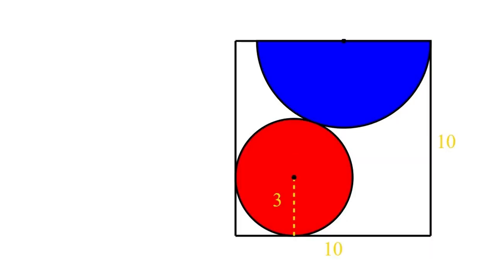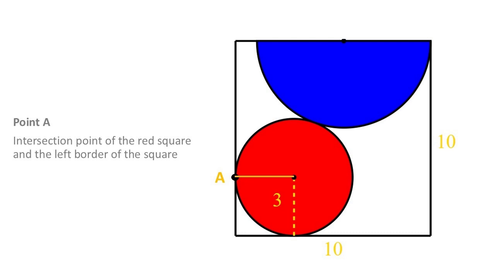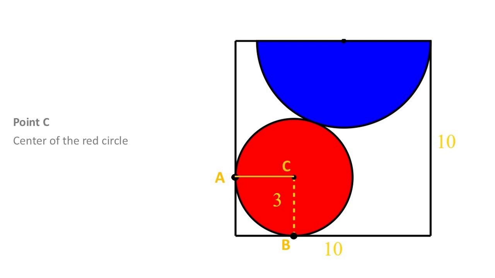For convenience, let's quickly give some names to the important points in the diagram. For the intersection point of the red circle and the left border of the square, let's call it point A. For the intersection point of the red circle and the bottom border of the square, let's call it point B. For the center of the red circle, let's call it point C. For the intersection point of the red circle and the blue semicircle, let's call it point D.